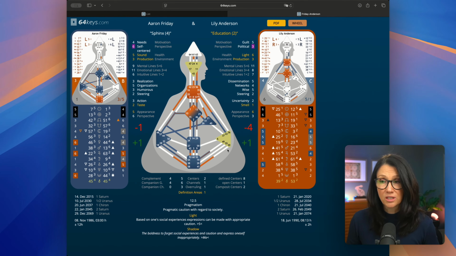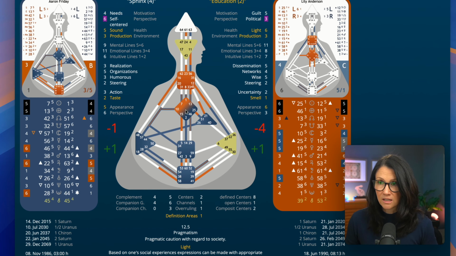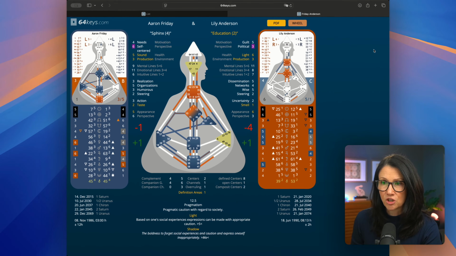What you can also see in this composite is that both have a defined identity center or G center. Therefore, it's marked here in this gradient between orange and blue. So they both have it. Both are bringing in their energies here. Therefore, this color coding. What else can we see in this composite chart?